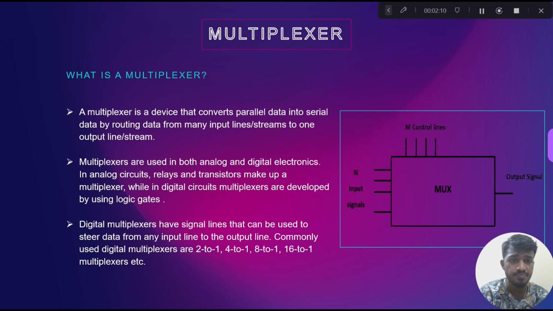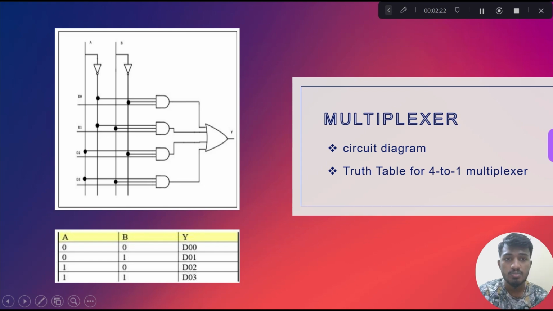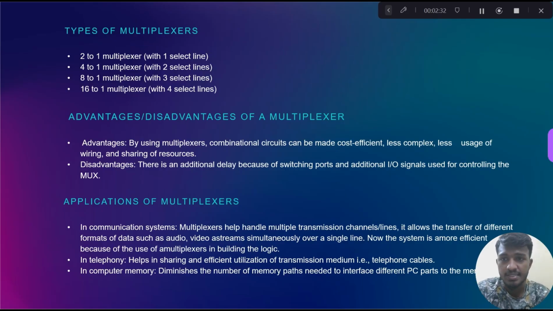So this is the rough diagram of a multiplexer. There are n inputs where the signals are given, M control lines for selection, and the output signal comes out like this. This is the circuit diagram of a multiplexer and the truth table for a 4 to 1 multiplexer. Now, types of multiplexers: 2 to 1 multiplexer with one select line, 4 to 1 multiplexer with two select lines, 8 to 1 multiplexer with three select lines, and 16 to 1 multiplexer with four select lines.